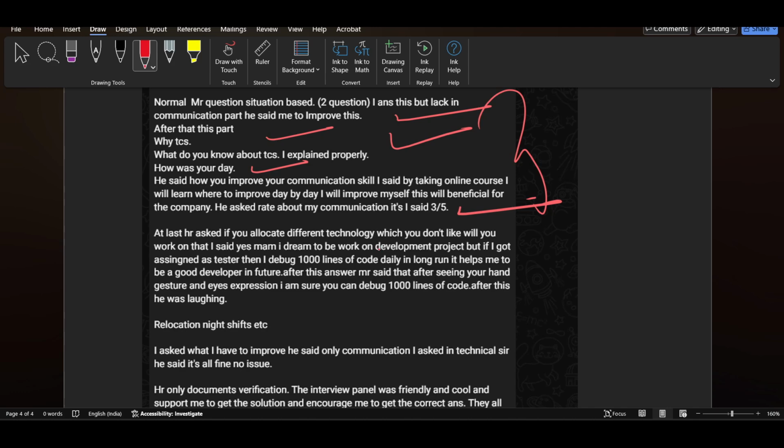At last HR asked: if you are allocated a different technology which you did not like, will you work on that? I said yes ma'am, I dream to work on a development project, but if I get assigned as a tester, I will debug 1,000 lines of code daily. In the long run it will help me become a good developer in future. After this answer, MR said that after seeing your hand gestures and eyes while explaining, I am sure you can debug 1,000 lines of code. After this he was laughing.